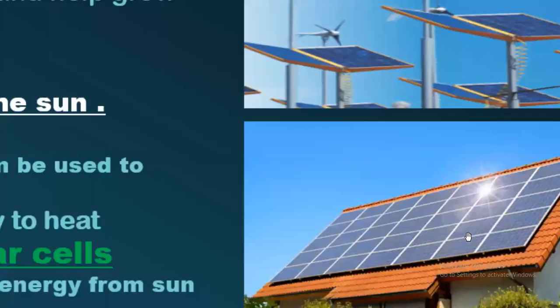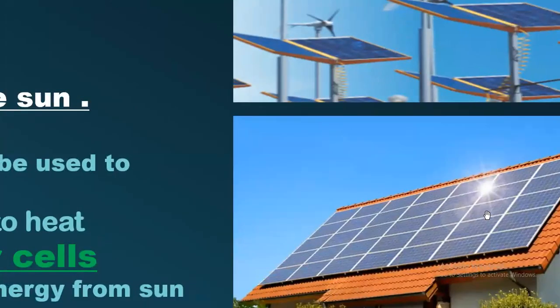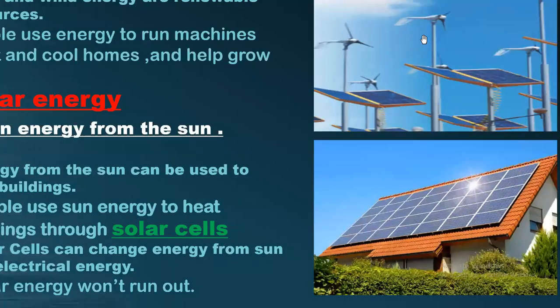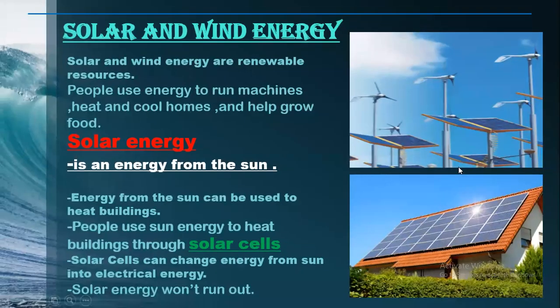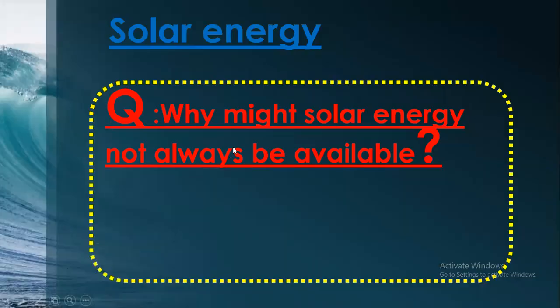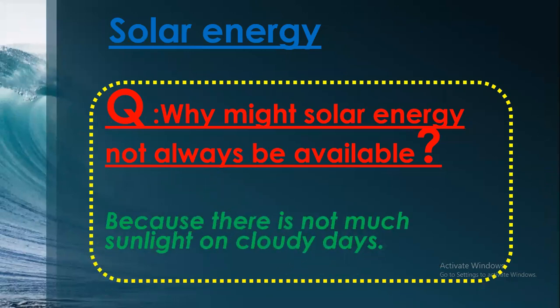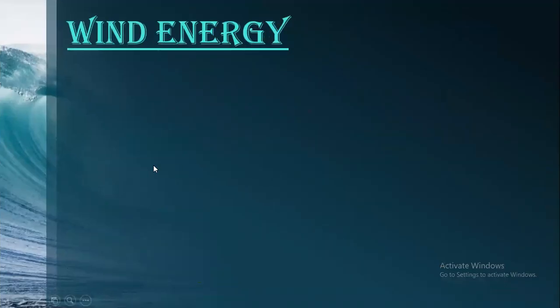The solar cells, guys, just like this one, take the sunlight, take energy from the sun, and change it into heat energy or electric energy. Heat energy to heat the water, or electric energy, so we can use it to provide our houses with electricity to turn on the light or use electrical devices. Why might solar energy not always be available? That's right. Maybe one day, guys, there are a lot of clouds, so the sunlight can't reach easily.